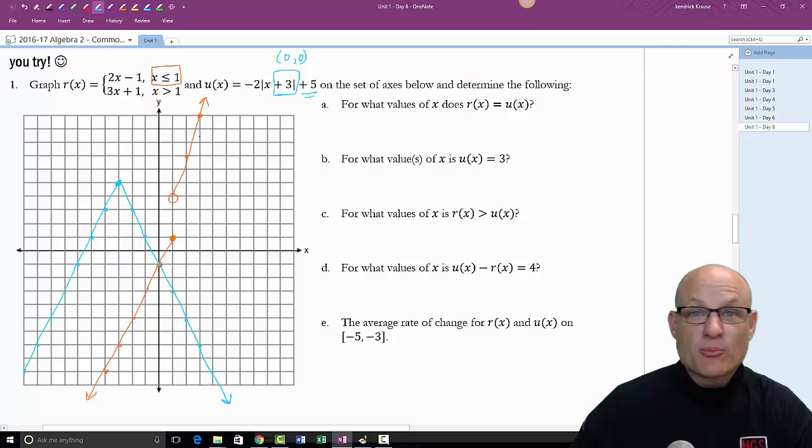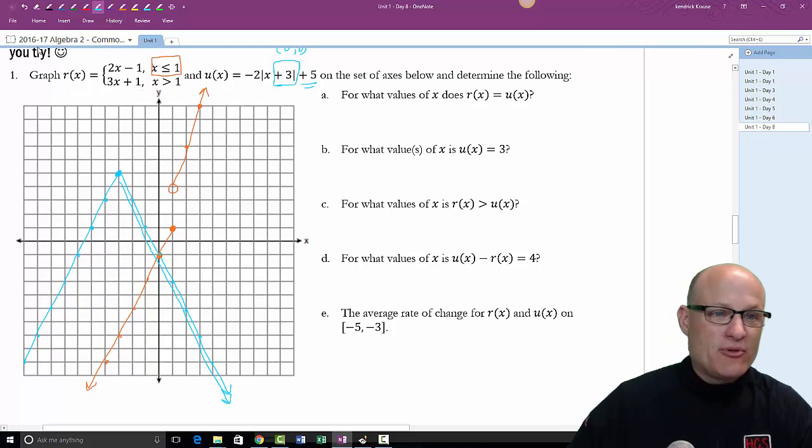Hey, that worked out pretty nice. Okay, so that's our graph. That's our graph right there. So let's now go, let's start. Oh, I should label these.